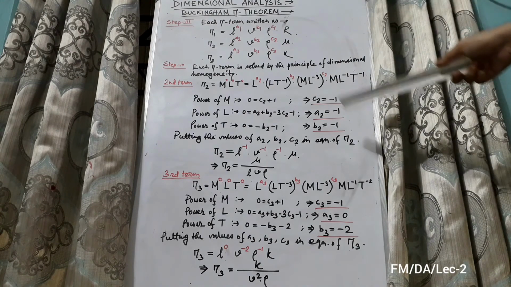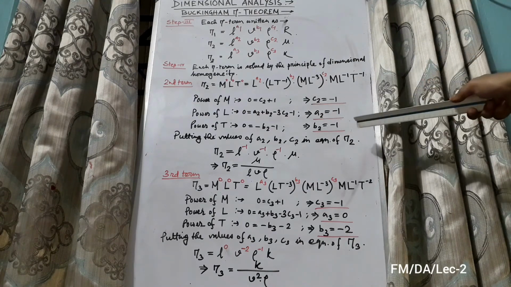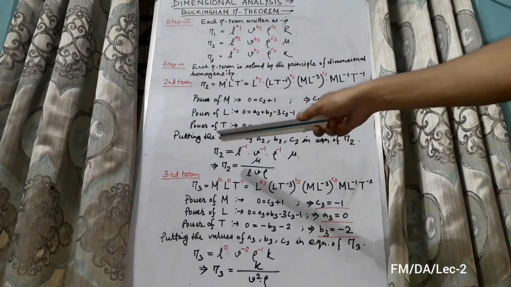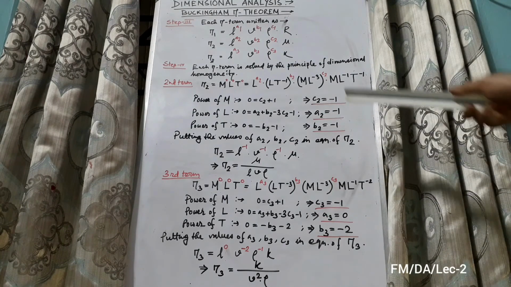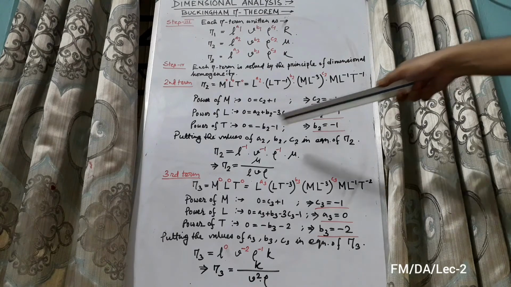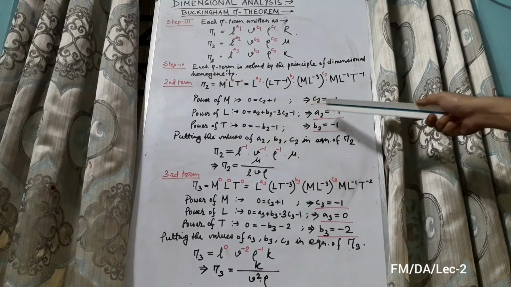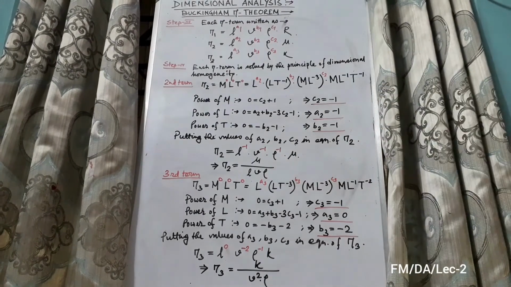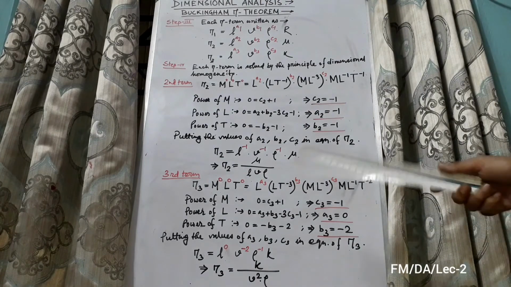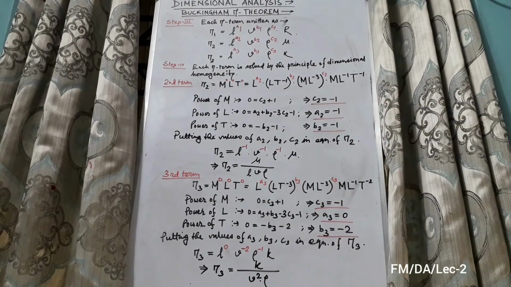Now we put the values of A2, B2 and C2 in the equation of pi 2. So this is the equation of pi 2. Now we are putting the values of A2, B2, C2. The value of A2 is minus 1, we put minus 1 here. Then the value of B2 is minus 1, and C2 is minus 1. And after that we get the value of pi 2, that is mu by L V rho.